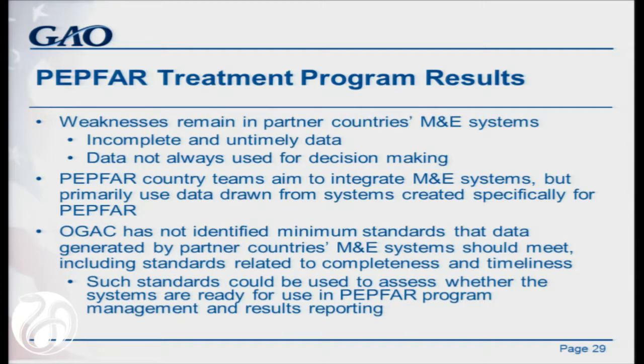In looking at those documents, we saw that, as everyone knows, certain weaknesses remain in partner countries' M&E systems. Two key weaknesses that we noted in the report had to do with incomplete and untimely data. There was also the issue of data not being used for decision making, either at the facility level or at the district level.